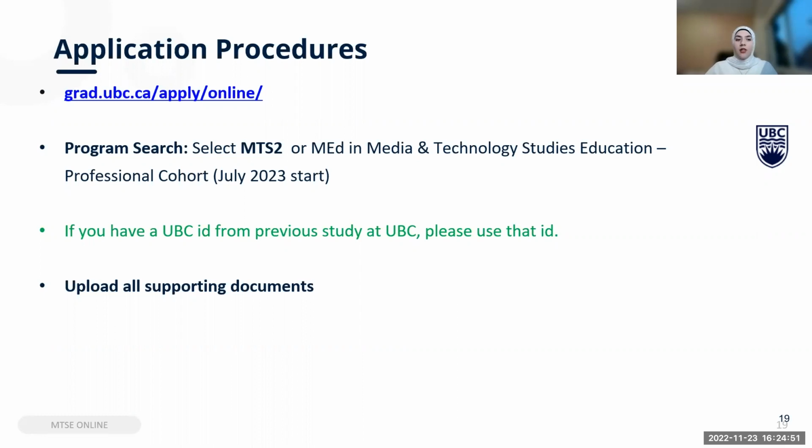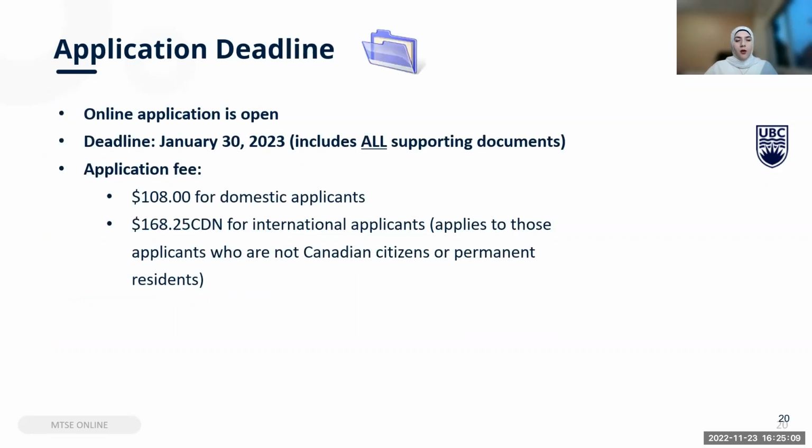Again, if you have a UBC ID from previous study at UBC, please use that ID. And if you can't find it, please reach out to me. I'll find it out for you. And upload all your supporting documents and submit the application. Once again, the application is now open. The application deadline is on January 30, 2023.